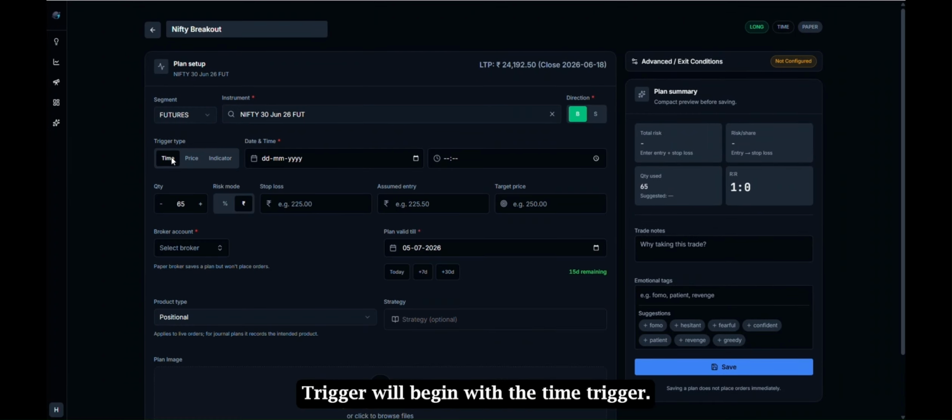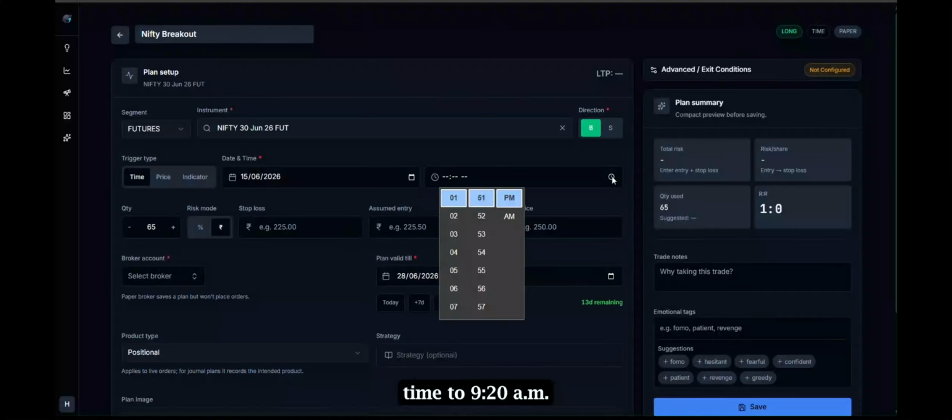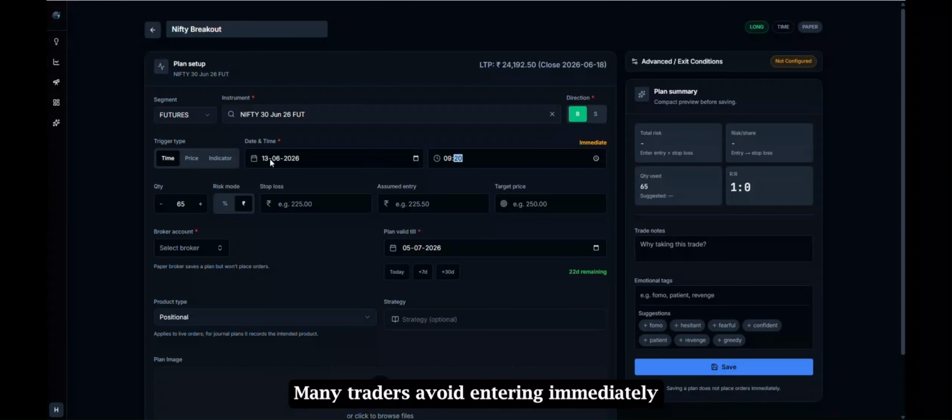Time trigger. We'll begin with the time trigger. When you select time, you'll specify the exact date and time at which this trading plan should become active. For this demonstration, I'll set the trigger date to June 13th, 2026 and the trigger time to 9:20 am. Why 9:20 am? Many traders avoid entering immediately at market open because of the high volatility during the opening minutes. Instead, they prefer waiting until the market settles before acting.